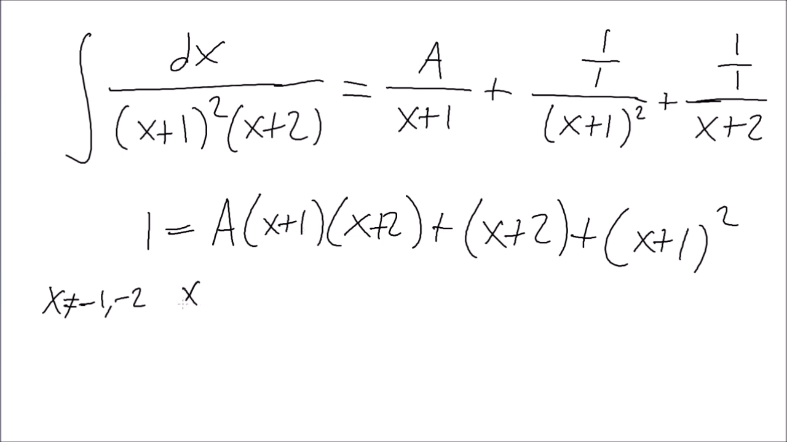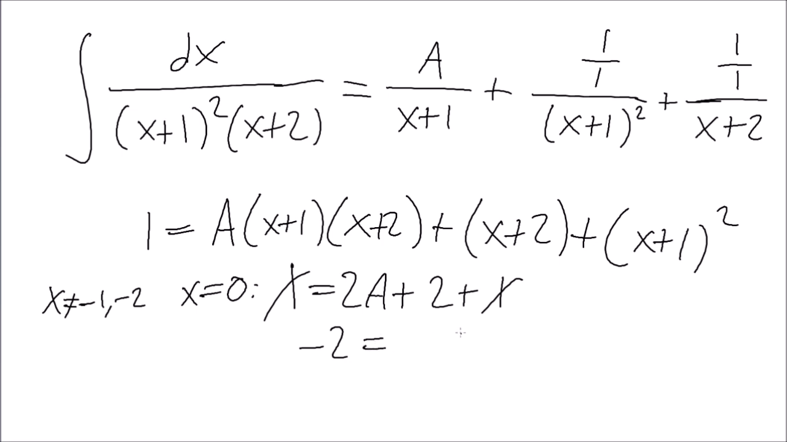But let me tell you something. We can let x equal 0. Okay, let x equal 0. So then we have 1 equals 2a plus 2 plus 1 squared. That's just 1. Cool. So then we have negative 2 equals 2a. Oh, a is equal to negative 1. Awesome! So a is equal to negative 1.